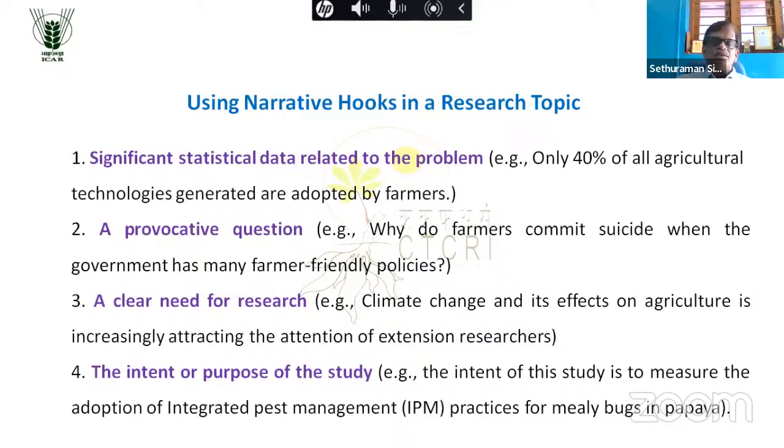The third narrative hook is a clear need for research. You can start with a sentence in your problem statement like: climate change and its effects on agriculture is increasingly attracting the attention of extension researchers. You can start with that sentence, or else you can simply say that my intention of the research work is to measure the adoption of integrated pest management practices for mealybugs in papaya. Something like this. You can start with the purpose of the research work. This is also one way of writing your research problem statement.